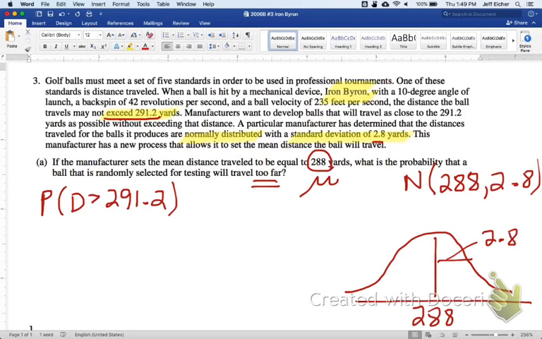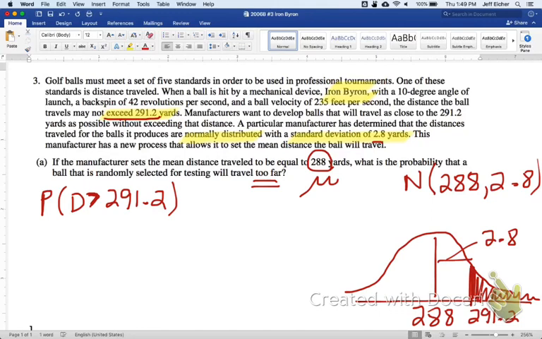And 291.2 looks maybe about close to 1 standard deviation. That or more, anything up here would be not regulation. The direction is greater than, so we shade to the right of our boundary, which is 291.2.